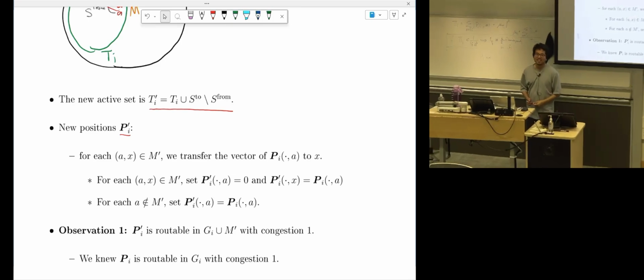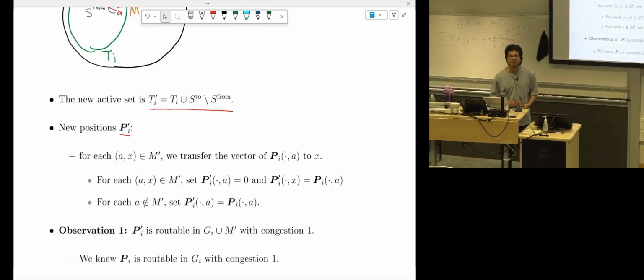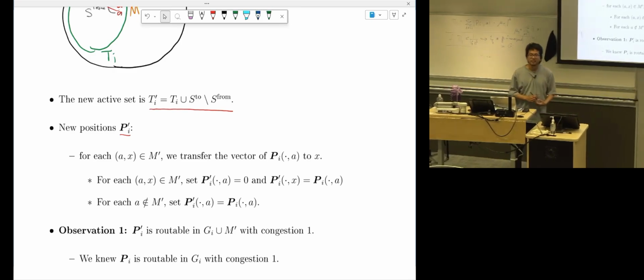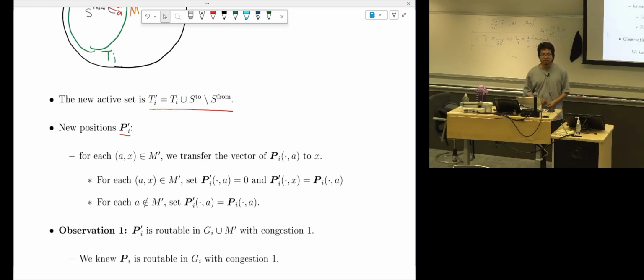Could we set the mass of the old nodes to 0 so we can just route all of the mass of the new nodes to the old nodes along the edges in M prime, and then our existing routing should work? Exactly.